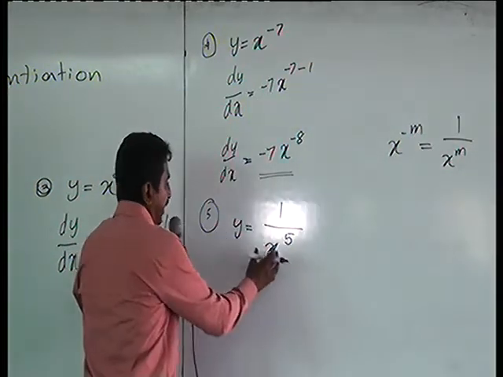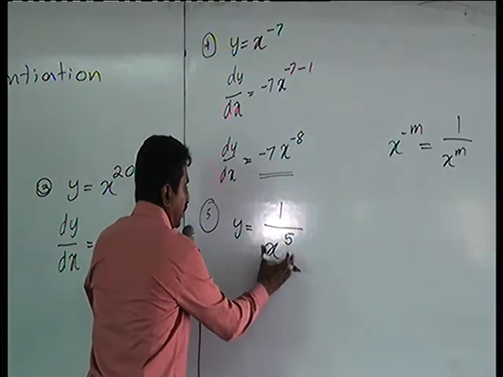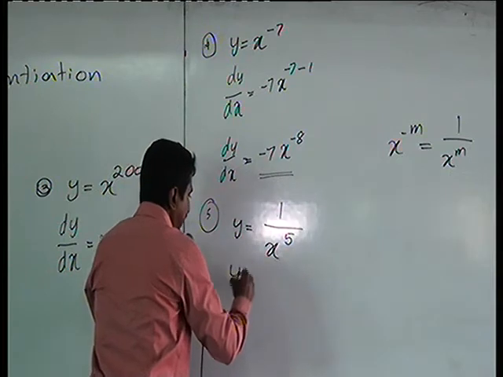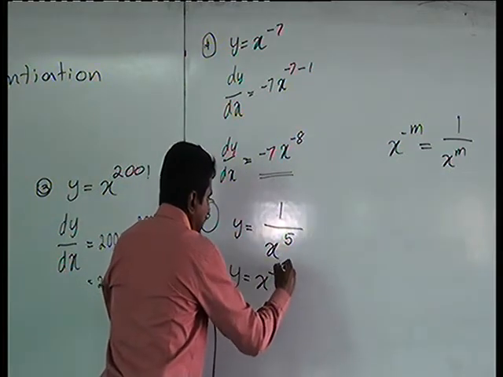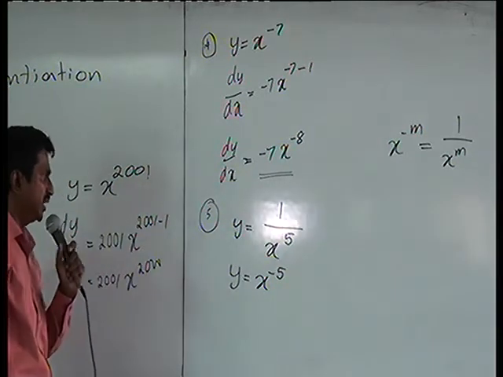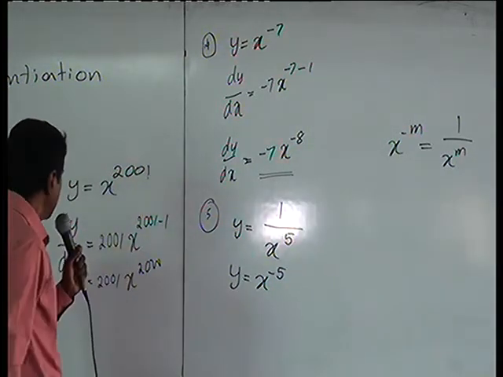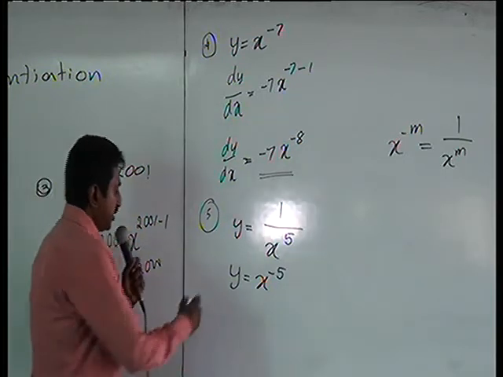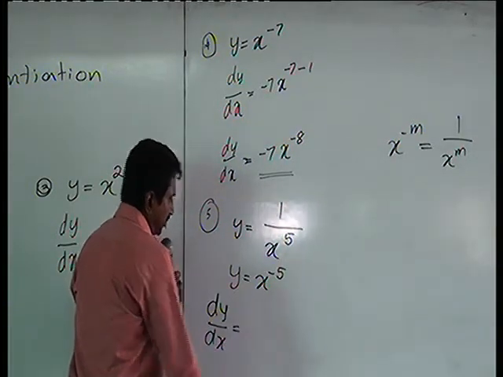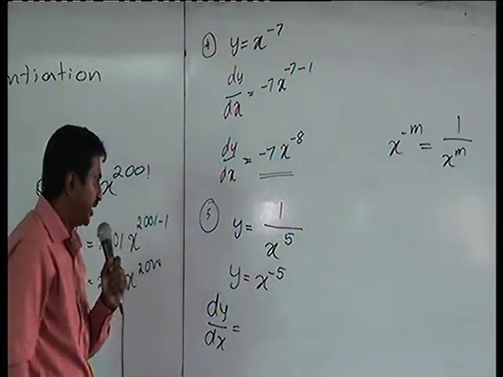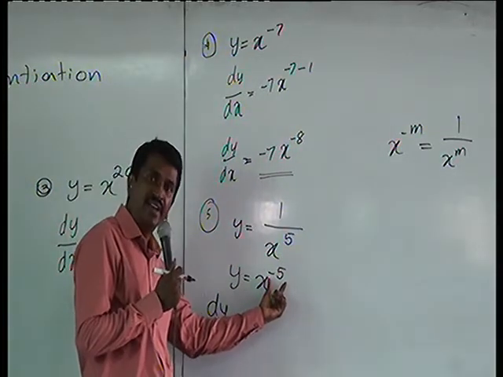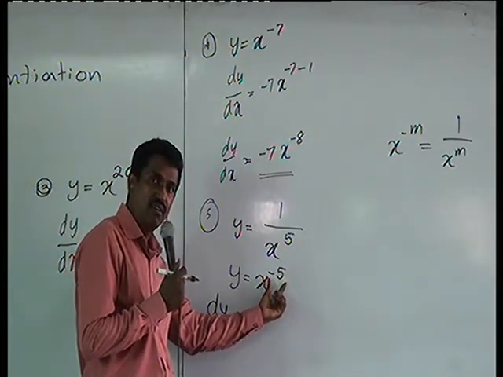Therefore, to the power 5, when you take the whole term into the numerator, this becomes y equals x to the power minus 5. Now you can apply the formula dy by dx. You need to identify the value of n. n is equal to minus 5.